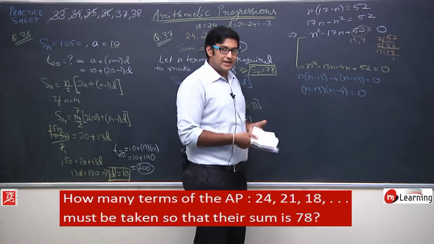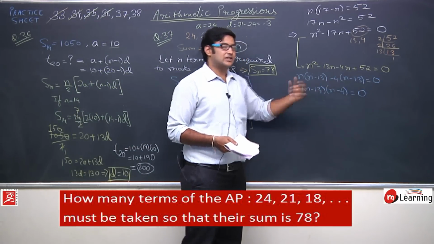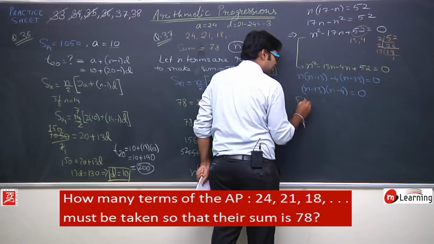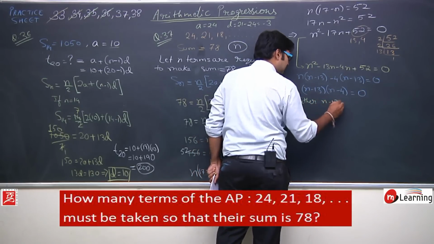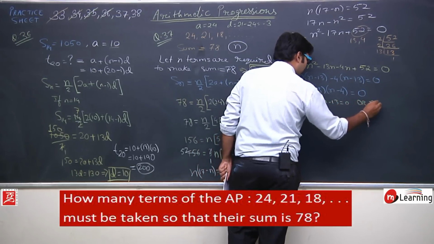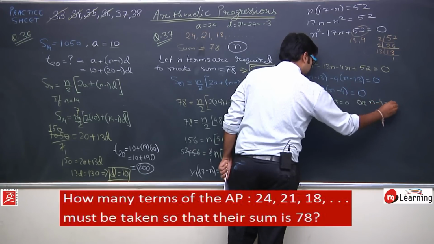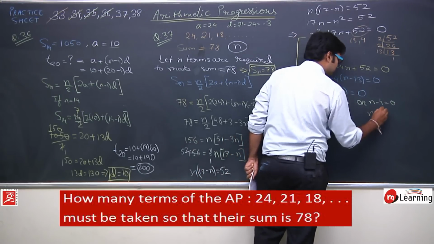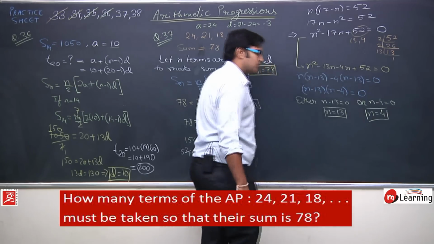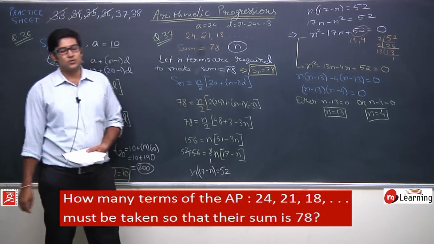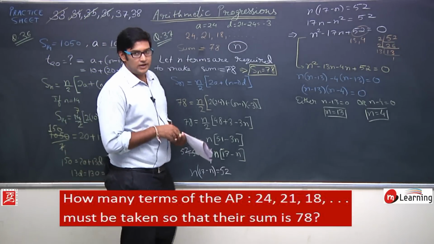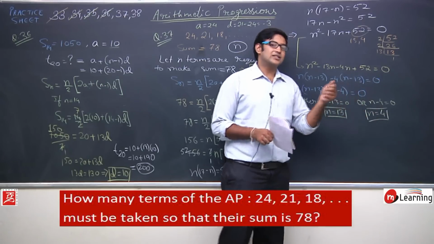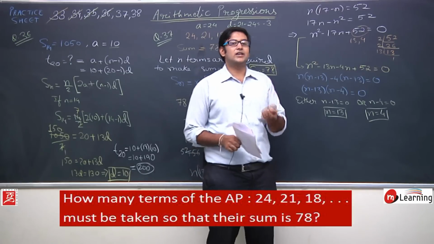So from this I can see if n minus 13 and n minus 4 is equal to 0, either n minus 13 is equal to 0 or n minus 4 is equal to 0. So this will give you n is equal to 13 and this will give you n is equal to 4. So n is 13 or n is 4. Now we have two different values of n. Do I need to reject any of the values, 13 or 4? You can see both values are natural numbers.